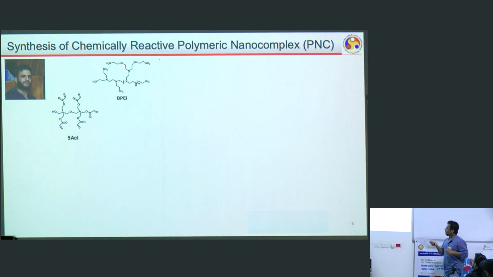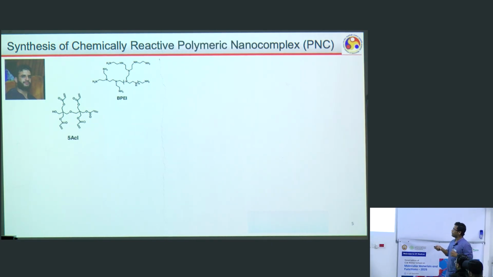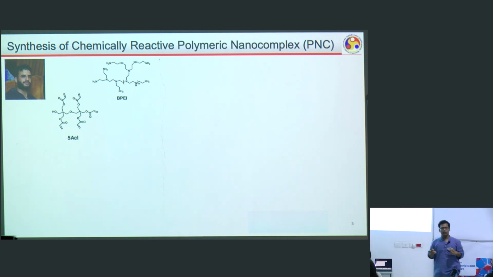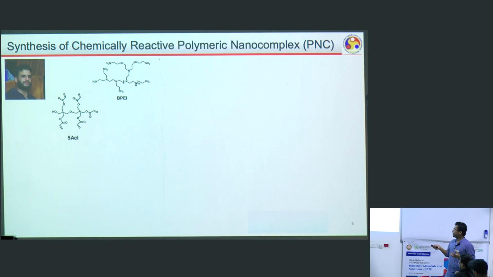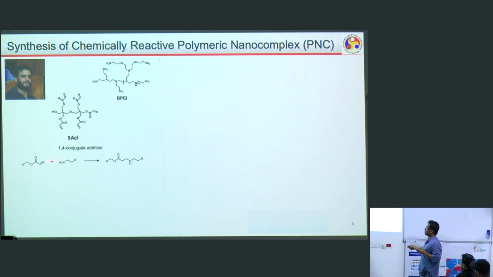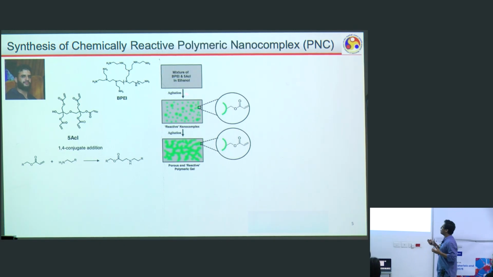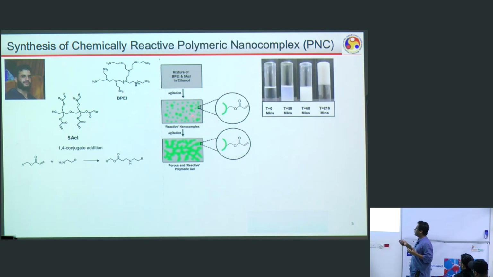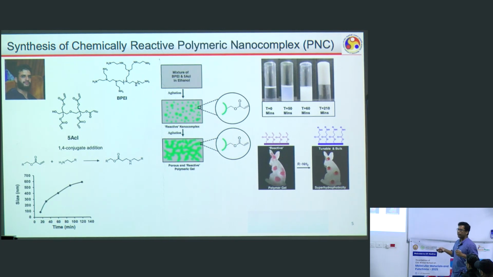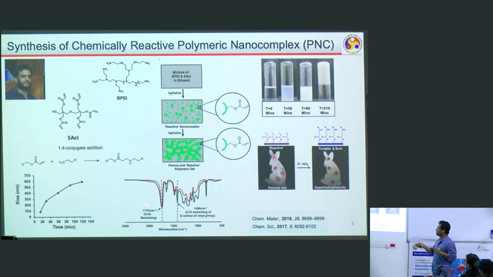Now, in my research group, this is my first PhD student, Adil. He started with two commercially available reagents, BPI, branched polyethylenimine, and 5-ACl, which has five cross-linking points. In particular reaction compositions, they undergo a 1,4 conjugate addition reaction and go through solution-to-gel formation, through formation of a nanoparticle dispersion.